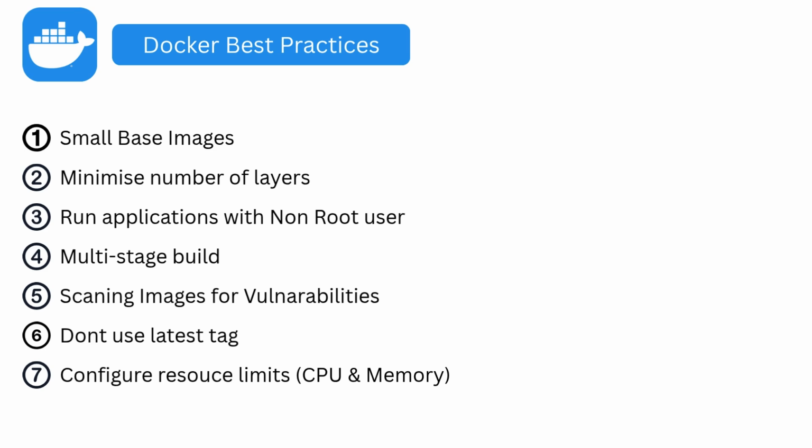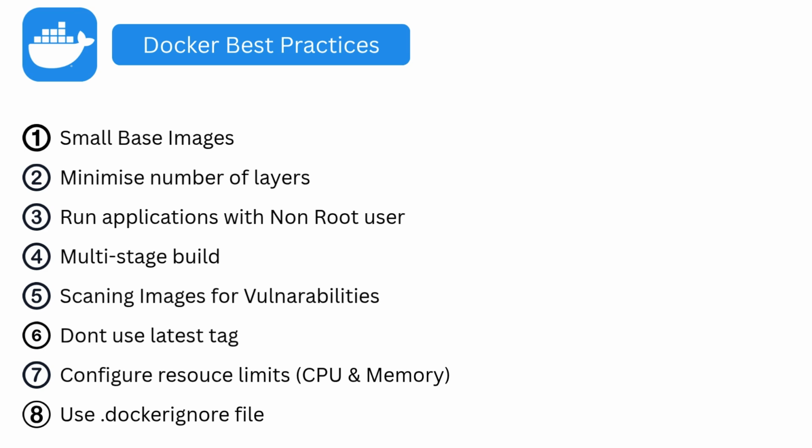Number 7, configure resource limits. Allocating specific CPU and memory for each and every container is essential so that it will consume only the resources it's required without consuming entire system resources, where other containers running on same host can suffer without enough CPU and memory.